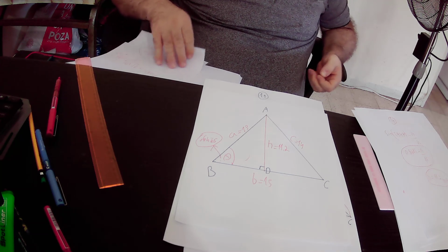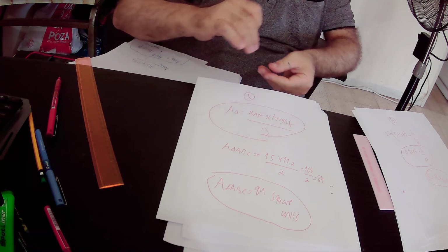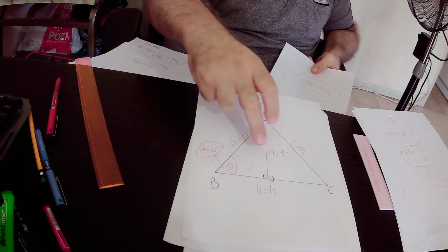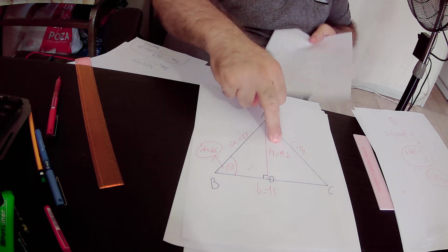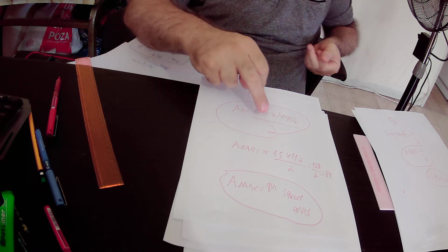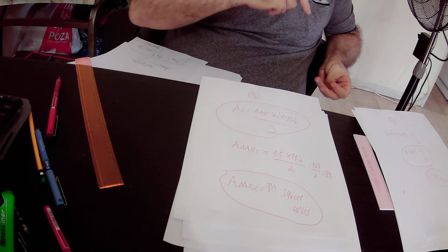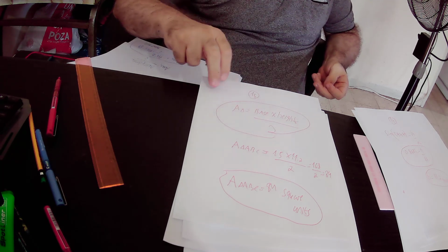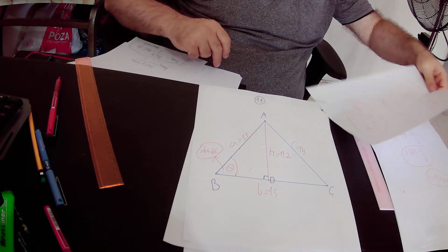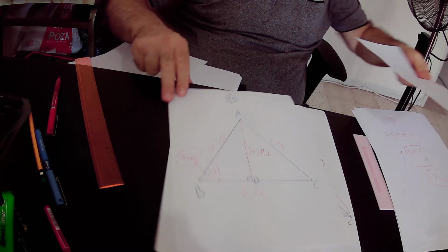So the area of any triangle equals the base of the triangle times the height over 2. And we know that the base of triangle ABC equals 15 units, and the height equals 11.2 units. So the height times the base is 15 times 11.2 over 2. It equals 84 square units. So we found in the second method that the area of triangle ABC equals 84 square units.